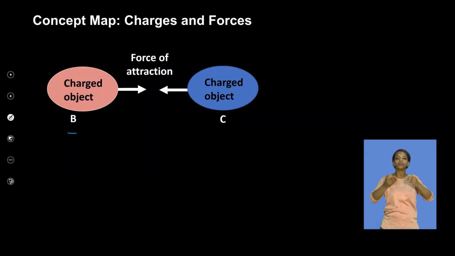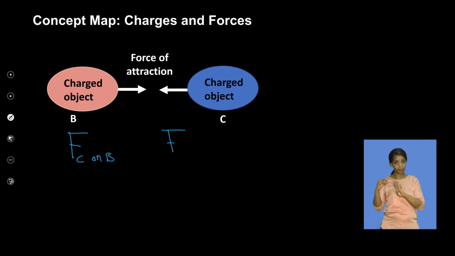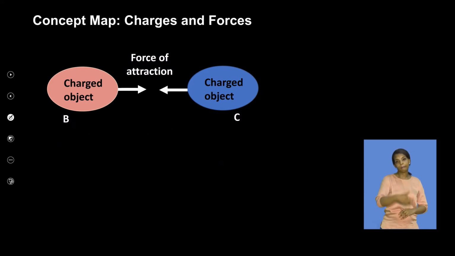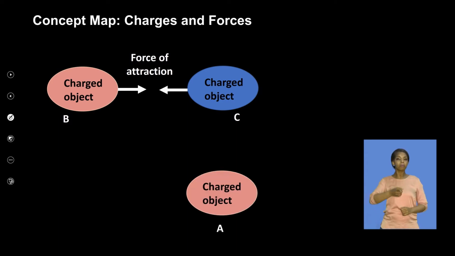Okay, so there is a force of attraction. So we've got the force by C on B, and then we also have a force by B on C. So these are two vectors. We'll talk about vectors at a later stage again. And if we say, for argument's sake, we've got three charged objects, in this case B, C, and A, you'd realize that A and B are each opposite to C, while A and B are like charges.